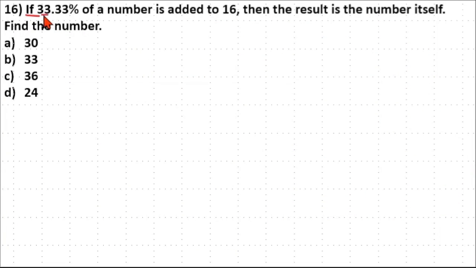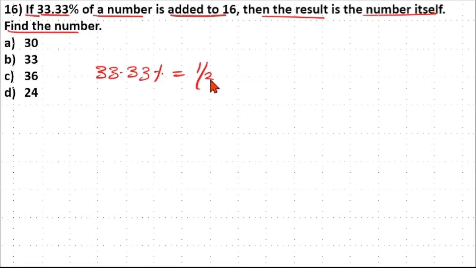If 33.33% of a number is added to 16, then the result is the number itself. Find the number. Here 33.33% is 1 by 3. Remember this fraction.